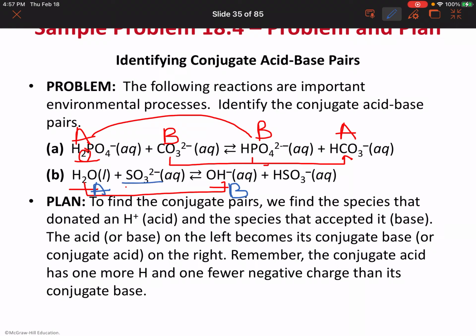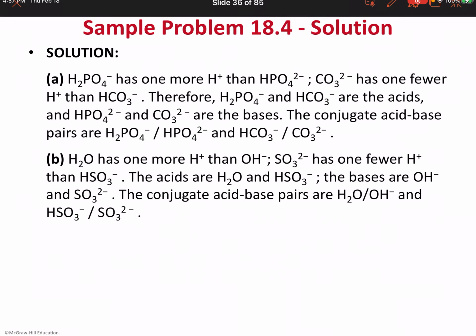And sulfite, SO3 2 minus, and HSO3 minus. The number of hydrogens increased, so that is the proton acceptor. So this is the base, and that is the acid for that conjugate acid-base pair. Okay, that's how you identify conjugate acids and bases.